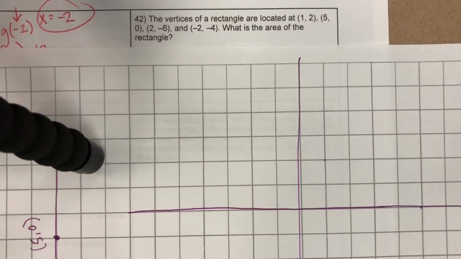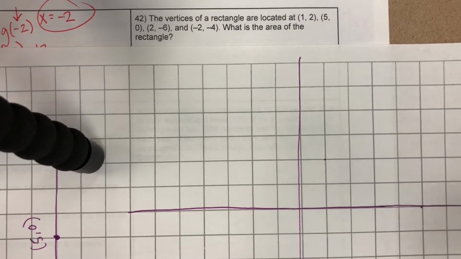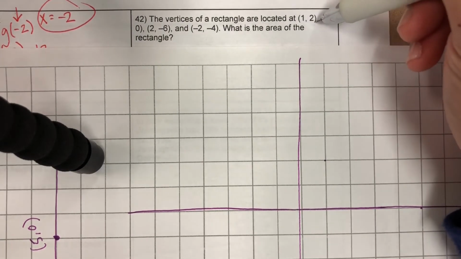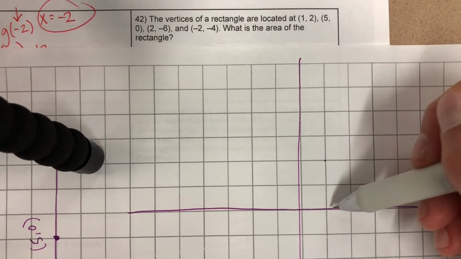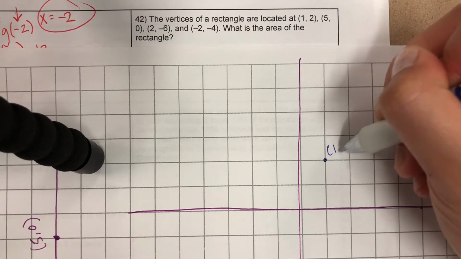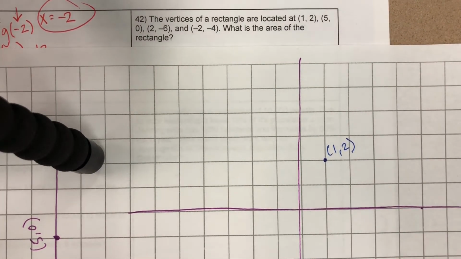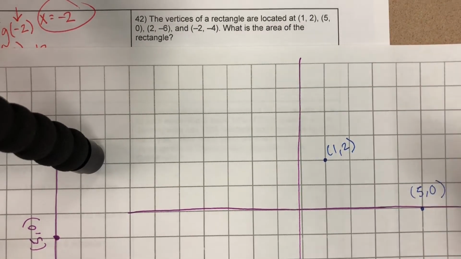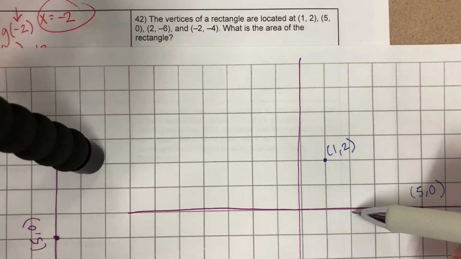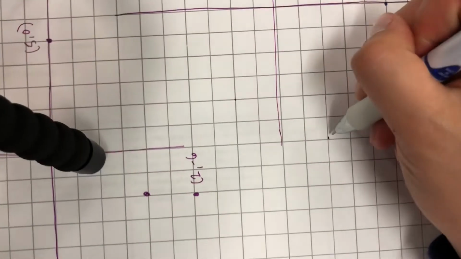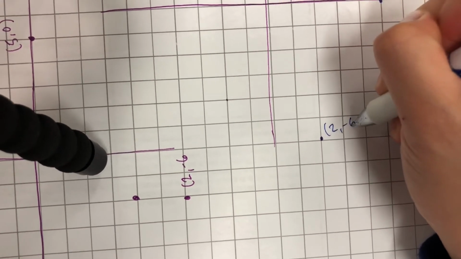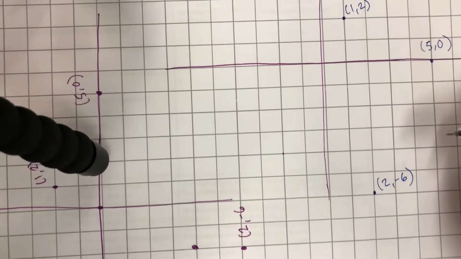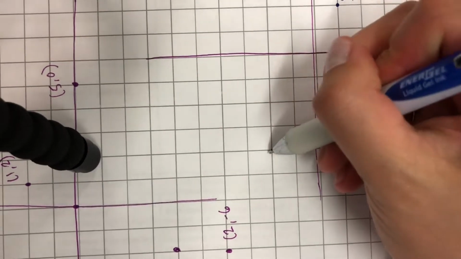Okay, so the easiest thing to do for this problem is to actually just plot the point. I have graph paper right here, and I already drew my xy axis. Let's begin with 2, positive 1. I'm going to go to 1 and then go to 2 right here. Next one is 5, 0. That'd be right here. Next one is 2, -6, so positive 2 and then all the way down to -6. My last one is -2, -4, right here.